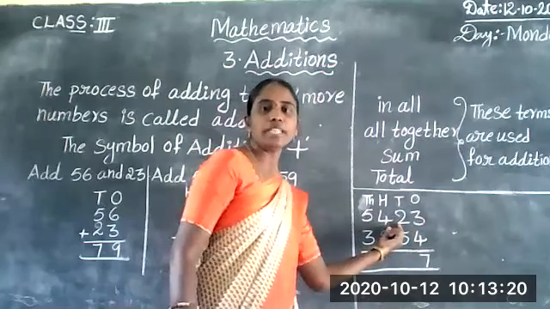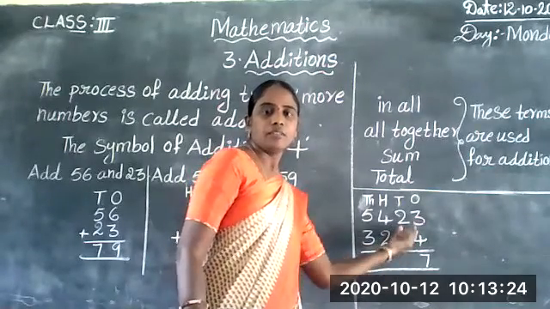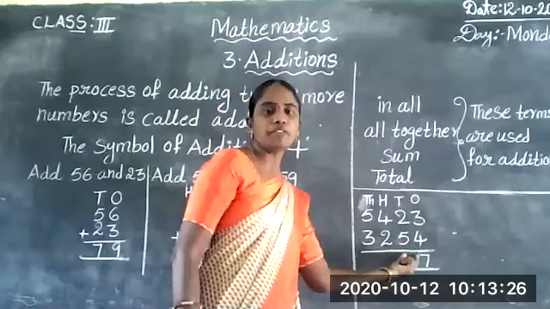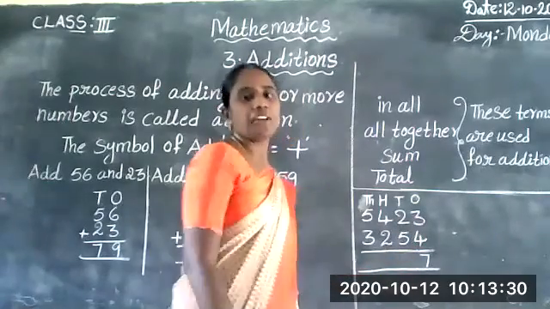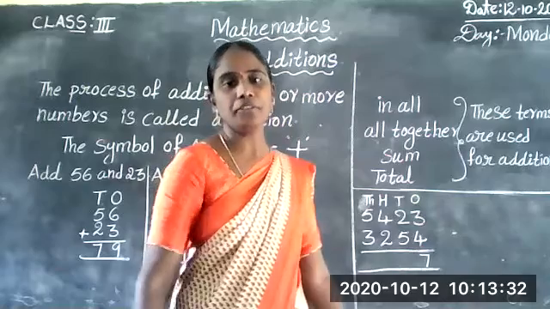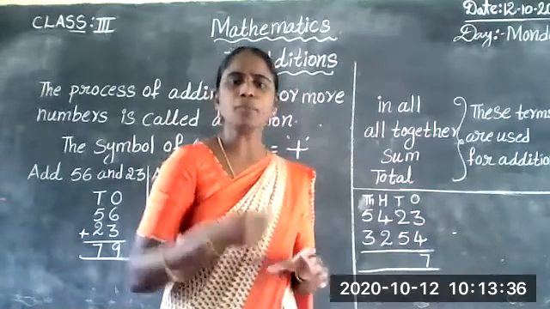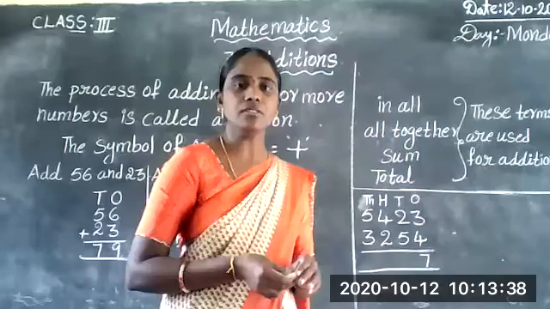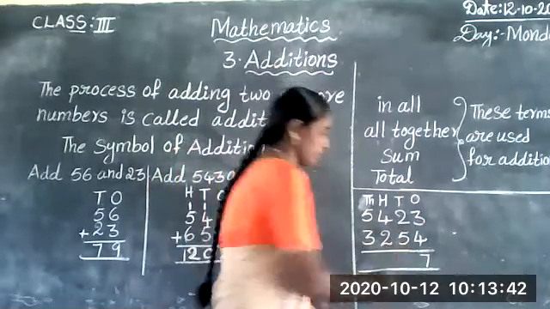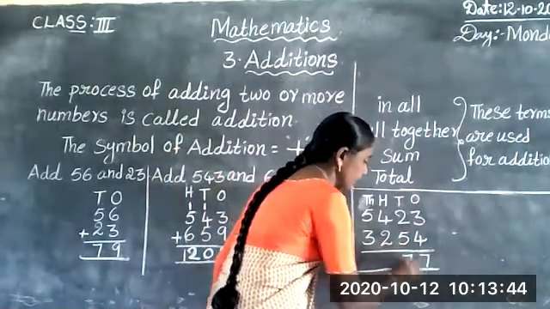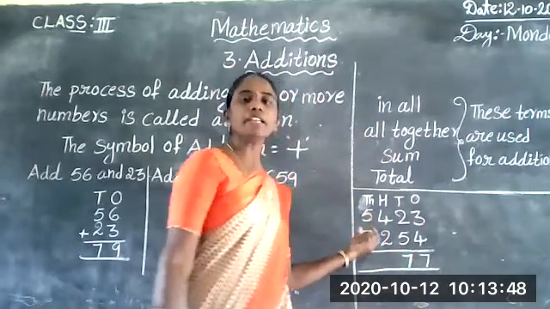Next we will go to tens place numbers. In tens place, 2 and 5 digits are there. Add 2 and 5. 5 plus 2 is 7. Very good. We have to write 7 in tens place.